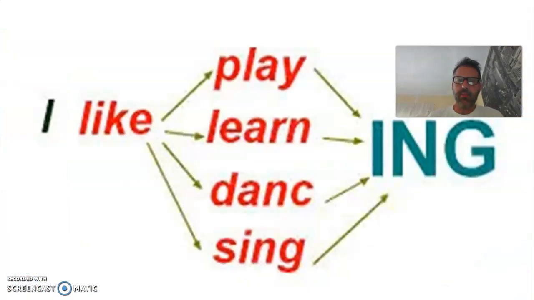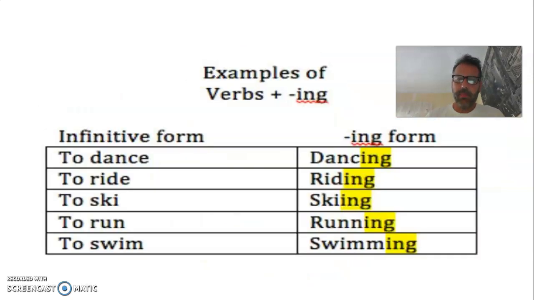I like play, learn, dance, sing. And we're going to add up the ing. I like playing, I like learning, I like dancing, and I like singing. Very simple, isn't it? All right. Examples of verbs plus ing. The infinitive with to dance, to ride, to ski, to run, to swim. And then we transform into ing.